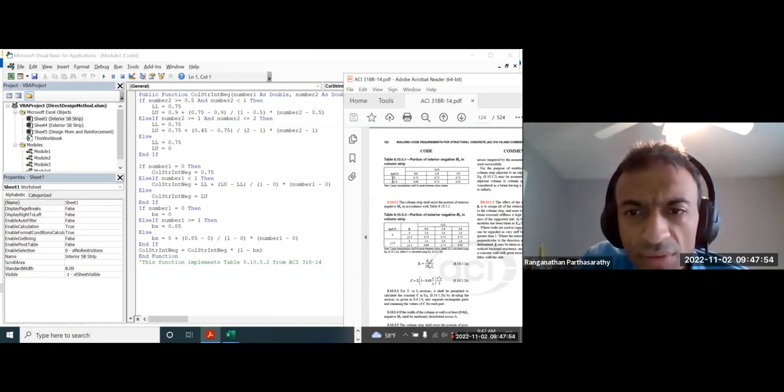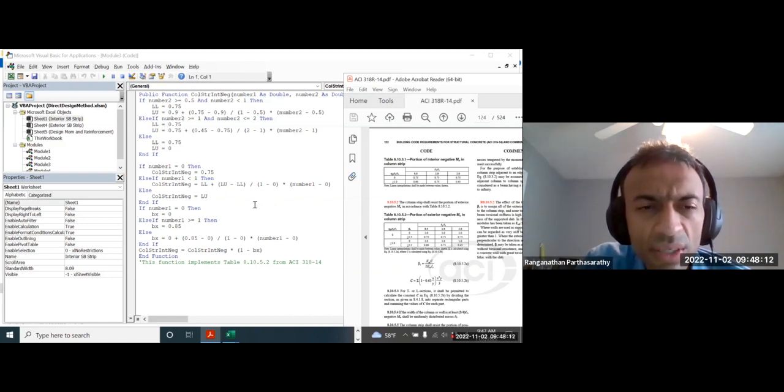Then for number 1, if this is 0, then just 0.75. If this is less than 1, then you interpolate between the upper limit and lower limit from here. And if not, you just take the upper limit, greater than or equal to 1, just upper limit. I think this case is not being used.